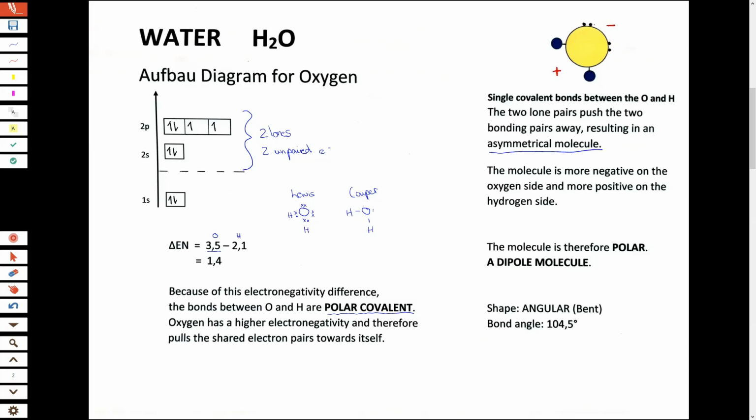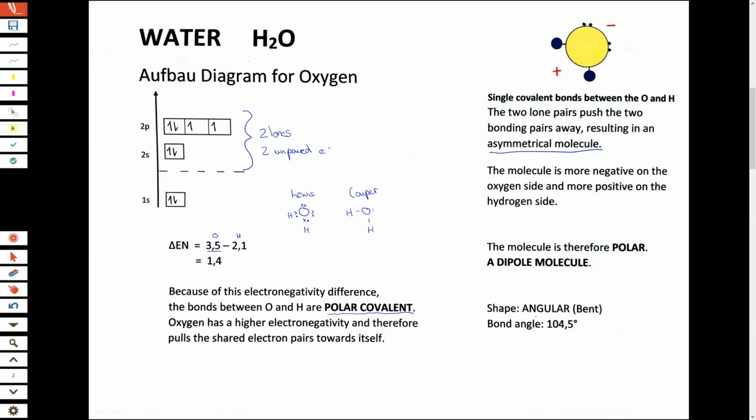The lone pairs push the bonding pairs away. Here's the bonding pair, there's the other bonding pair. The molecule is more negative on the oxygen side, up here where the oxygen side is. The yellow is the oxygen, the two black ones are the hydrogens, and it will be more positive on the hydrogen side. So this molecule has a positive side and a negative side. The molecule is therefore polar. We call it a polar molecule or a dipole molecule.